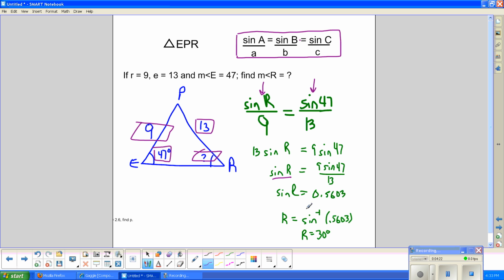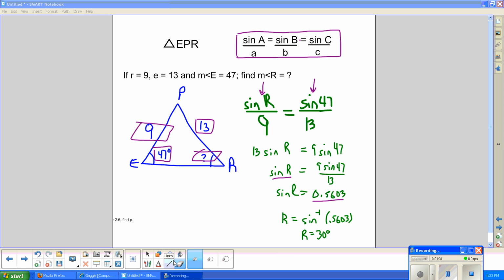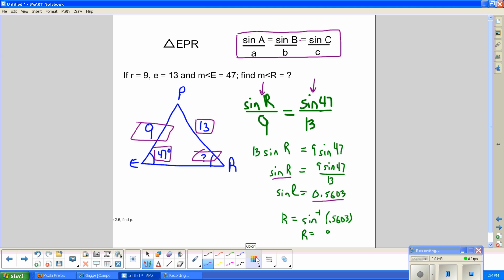0.5603. Well, again, oh calculator of mine, I know the ratio. Please, oh please, tell me the angle. And if you take sine inverse of 0.5603, you get something north of 30 degrees. 30 degrees was my estimate, which I wrote in. And if I take my calculator and check it, I get approximately 34 degrees as the final answer, rounded. And that is angle R.